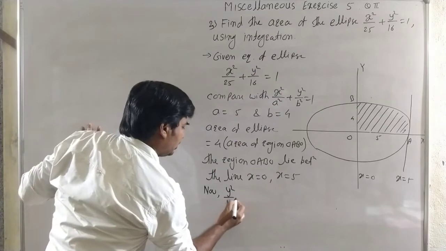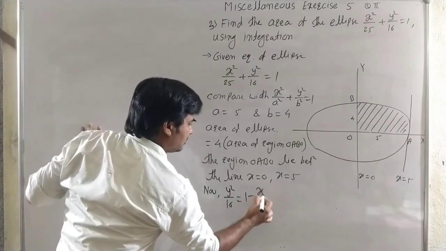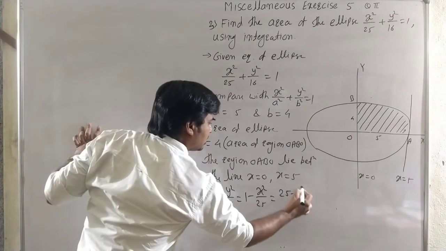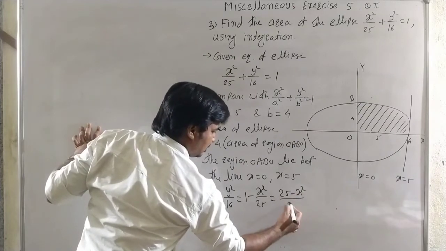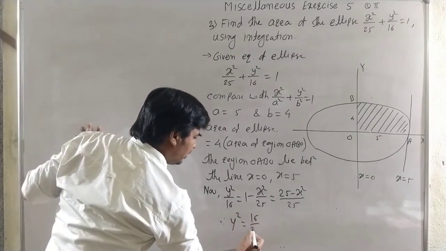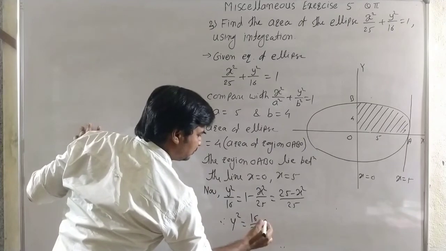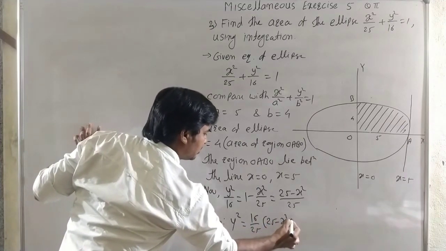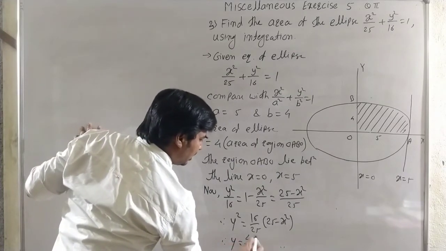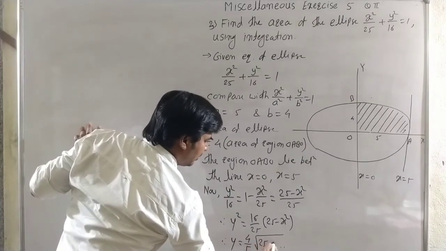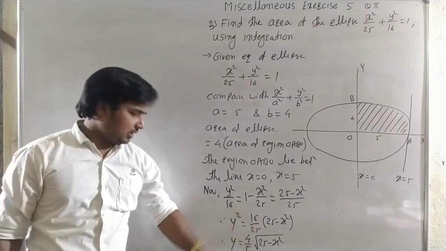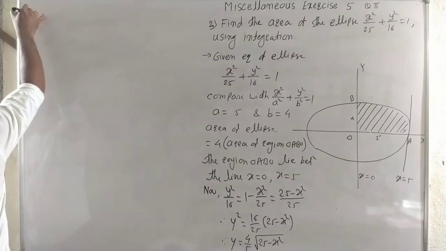Okay. Now y square upon 16 is equal to 1 minus x square upon 25. That means 25 minus x square upon 25. Therefore y square is equal to 16 upon 25 into 25 minus x square, and therefore y is equal to 4 by 5 under root of 25 minus x square. That is y, that means y is equal to this f of x.